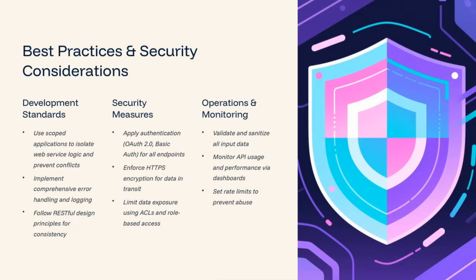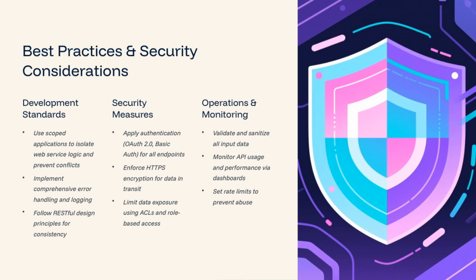Let's talk about some key security measures we can implement to protect our APIs. First, setting rate limits is essential to prevent abuse or overload from too many requests in a short period. By monitoring API usage and performance through dashboards, we can quickly identify any unusual activity or bottlenecks. Next, validating and sanitizing all input data helps us avoid security vulnerabilities like injection attacks, ensuring only proper data gets processed.